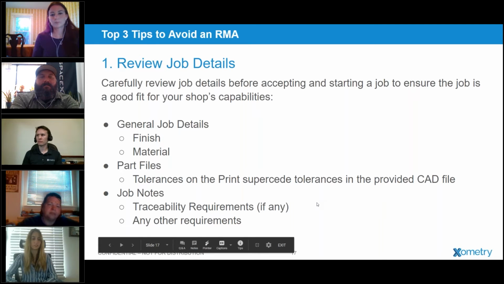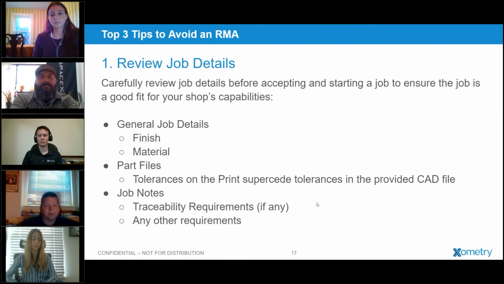Looking through the part files to check the tolerances on the print, as those trump the tolerances on the CAD model, to make sure that you're able to meet those tolerances on the print with no problem. Another area to look out for, what Jason mentioned, is the job notes. That's where you'll find the traceability requirements section. You want to make sure you don't look over that and any other notes that may be very important to the job itself.